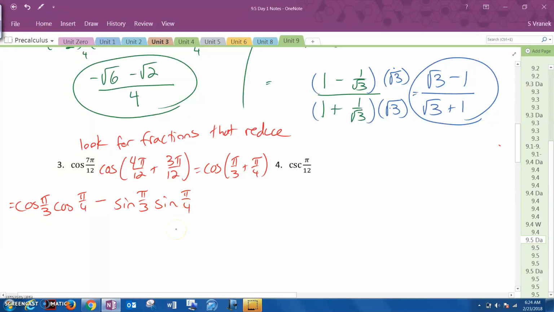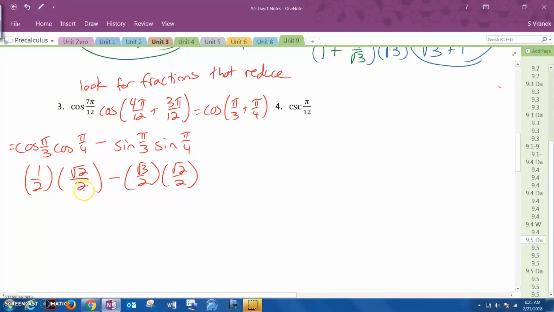So pi over 3 is 60. The cosine is 1/2. The cosine of pi over 4, which is 45, is root 2 over 2. Minus the sine is root 3 over 2. And the sine of that is root 2 over 2. So just like before, notice how if you multiply these bottoms together, you get a 4 and a 4. So we have a common denominator of 4. The top is root 2 minus root 6. And we're done.